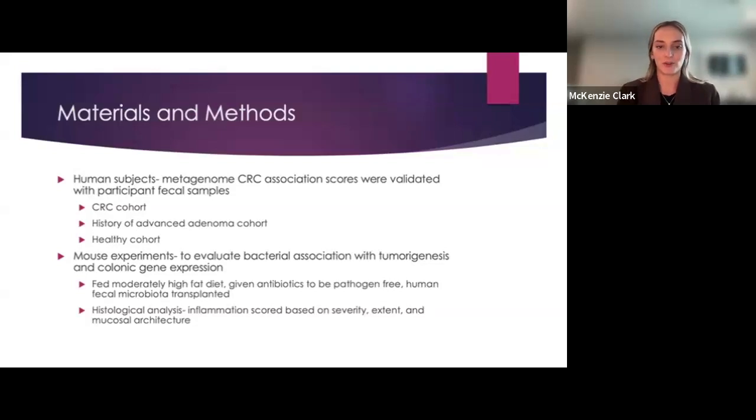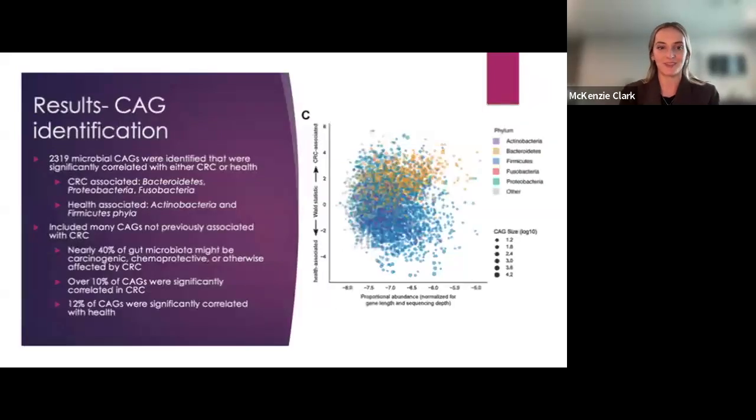Mouse experiments were performed to evaluate bacterial association with tumorigenesis and colonic gene expression. They were fed a moderately high-fat diet, given antibiotics to be pathogen-free, and then human fecal microbiota was transplanted. Histological analysis after collection gave each tissue an inflammation score based on severity, extent, and mucosal architecture. Next, let's get into the results of the study.